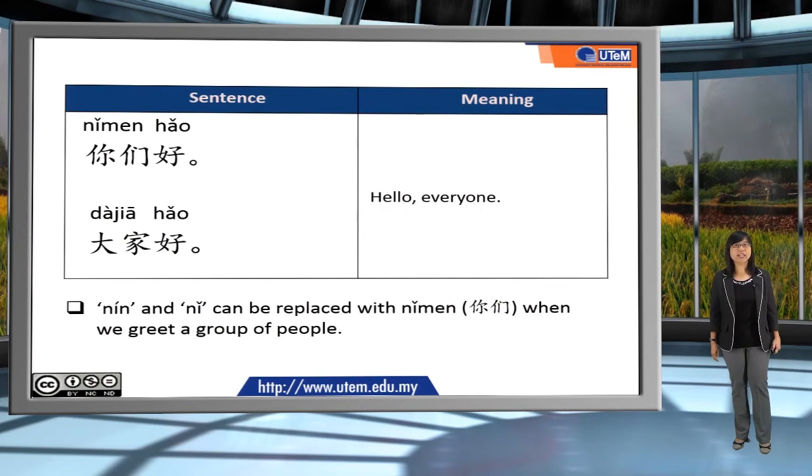As you have already known, 你们 is a plural form of 你. Therefore, 您 and 你 can be replaced with 你们 when we greet a group of people. We can also greet a large group of people with 大家好, which also means hello everyone.